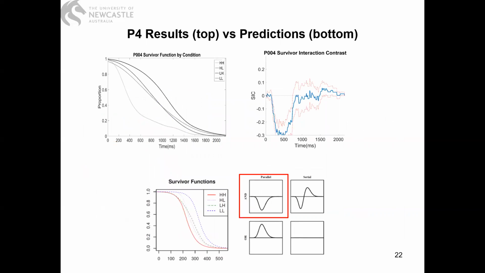In this figure, I show you an example data set for one participant, participant 4, whereby the function on the top right-hand side, marked in blue, is negative for all time t. Compare that with the predictions of the models presented at the bottom panels, and you can see that this signature best fits the description of the parallel AND function.